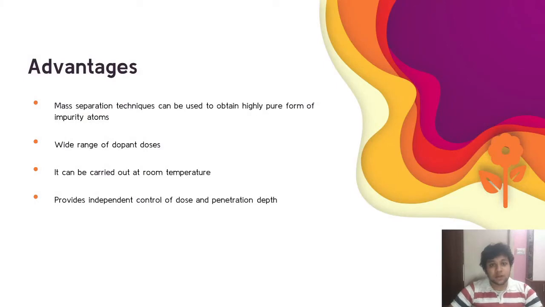So let's come to the advantages of the ion implantation process. The advantage of the ion implantation process is that it is used to obtain highly pure forms of impurity atoms, and a wide range of dopant doses can be used. So depending upon our requirements, we can use any dose, because there is a wide range of dopant doses present, and we can choose any among them.